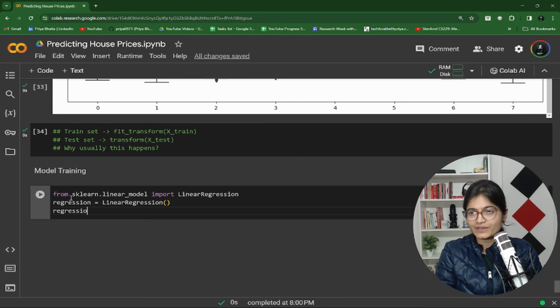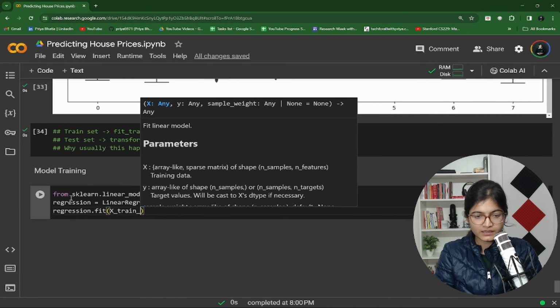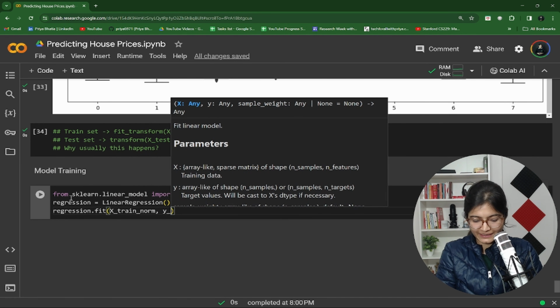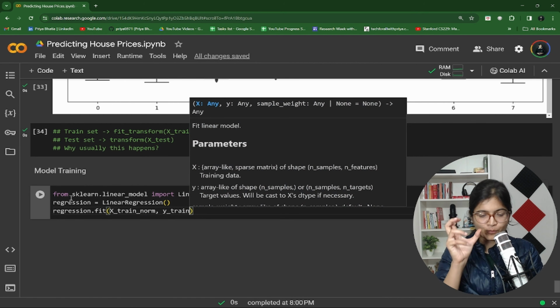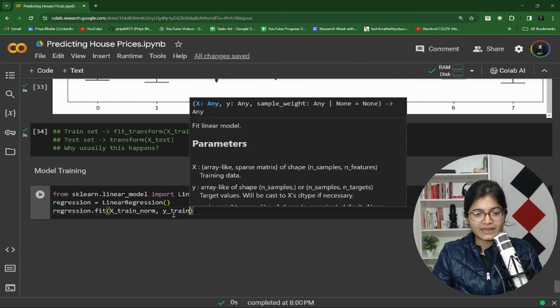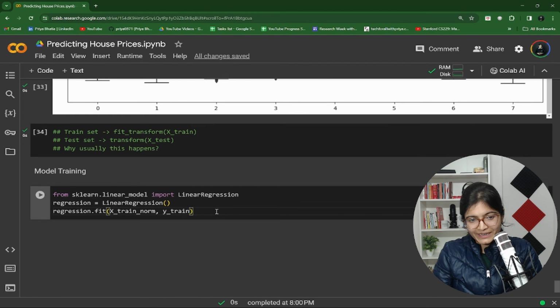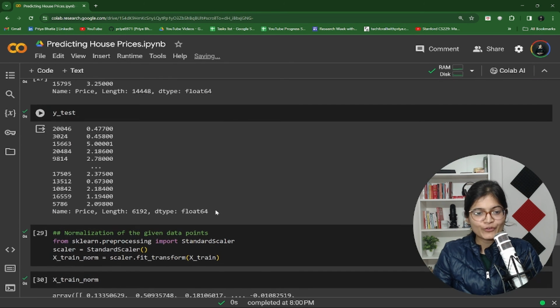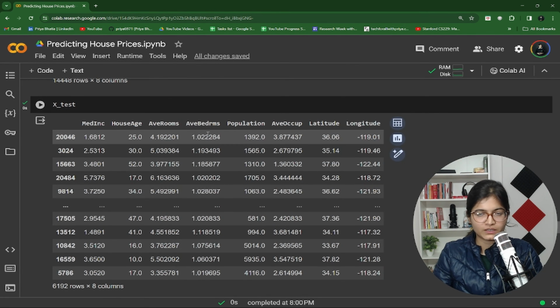Now what you can do is you can say regression.fit, and here you can pass your x-train norm values that you have and the y-train data, which is corresponding to every data point that you have the final actual predicted value. One important thing is, as of now, if you will be able to observe, we have not removed any of the feature values, right?